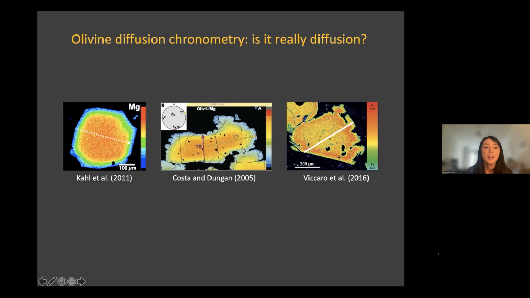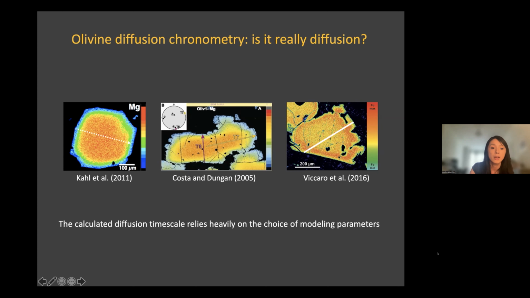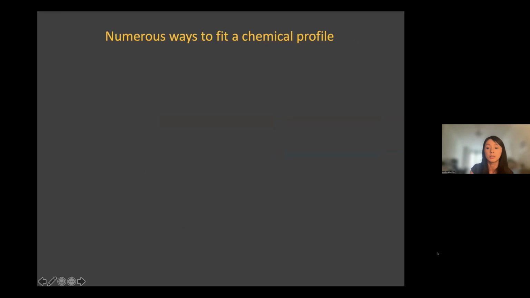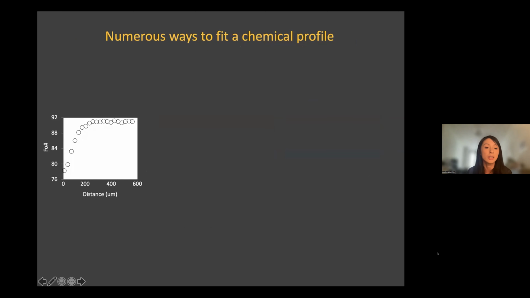But besides answering the question of whether something is crystal growth or diffusion generated zoning, you also have to ask ourselves, what is the boundary condition and initial condition that we will use to model these profiles? That's because the calculated diffusion timescales rely heavily on the choice of modeling parameters. So in the next few slides, I will show you an example of how we can model one single chemical profile.